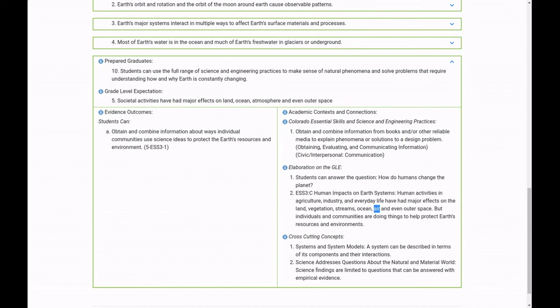Okay, so that is this week's Backyard Science on air quality. Hopefully, this will give you some ideas on some activities you could do yourself and with your students related to air quality.